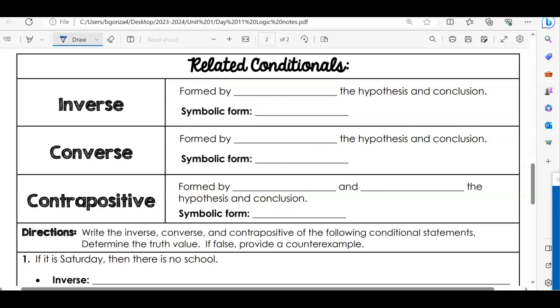Okay, so an inverse is formed by negating the hypothesis and conclusion. Negating means to make something opposite, usually by using the word not. The symbolic form is squiggle P, arrow, squiggle Q. Squiggle just means opposite. The squiggle means not.